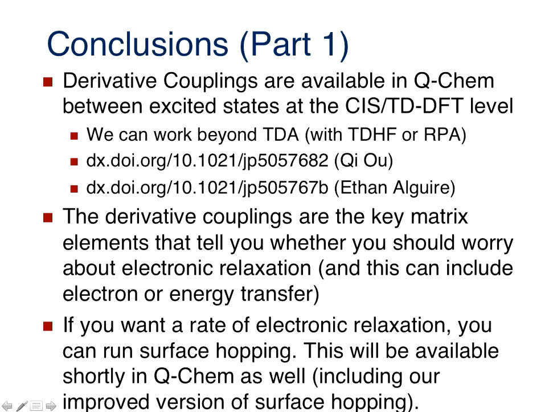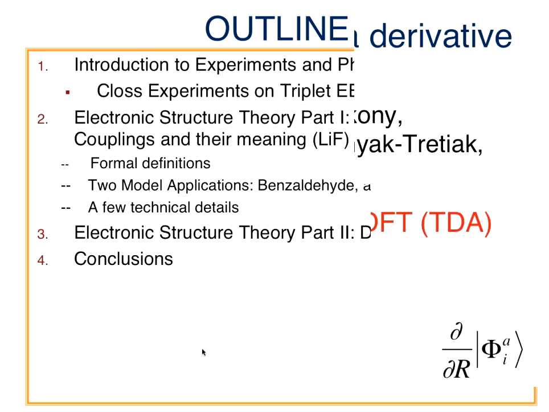We can work at the CIS, TDHF, or TD-DFT levels. In other words, we can go beyond the Tamm-Dancoff approximation. These derivative couplings are the key elements that tell you whether you should worry about electronic relaxation, and this can include any kind of electronic relaxation, but in particular, we're interested in electron energy transfer. If you want a rate of electronic relaxation, you can run short surface hopping, and again, this should be available very soon.